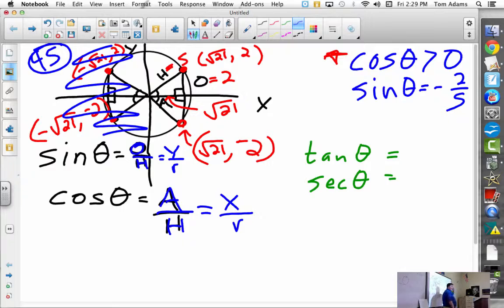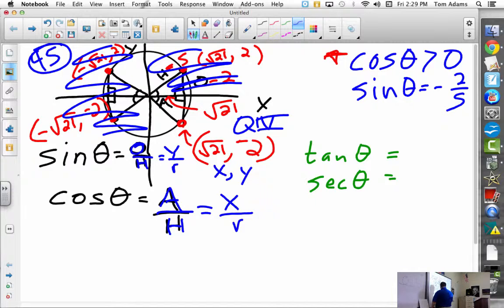Now we've got to come over here. When I see that sine is negative, what am I really saying? y is negative. So it can't be this quadrant. So what do you know? This is quadrant 4. So we're looking for the reference angle that lives in quadrant 4, which has x comma y.